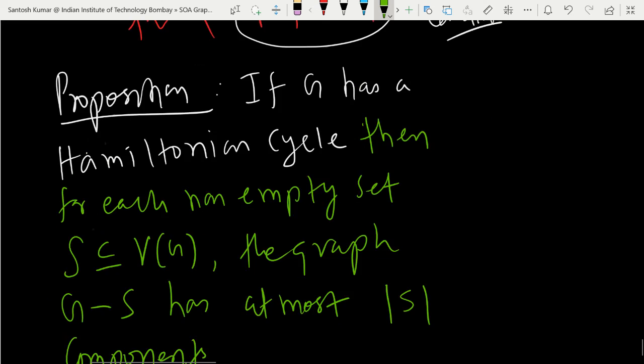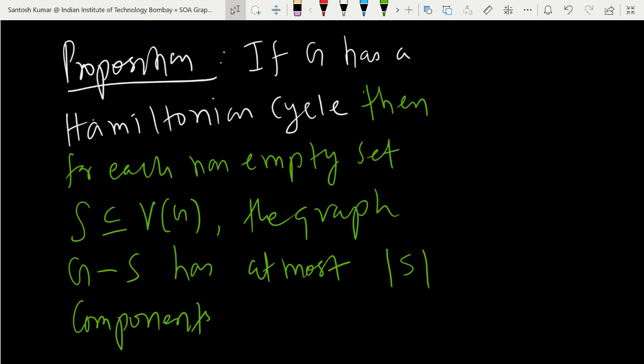So what is it saying? Read it once again. If graph G has a Hamiltonian cycle, then whatever I write after "then" is a necessary condition. For each non-empty set S, which contains at least one vertex and is a subset of the vertex set, the graph G minus S, meaning you remove those vertices which are in S from the graph, has at most |S| components, where |S| is the number of elements in S.